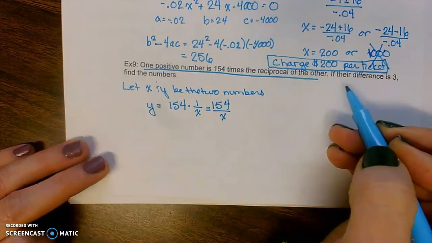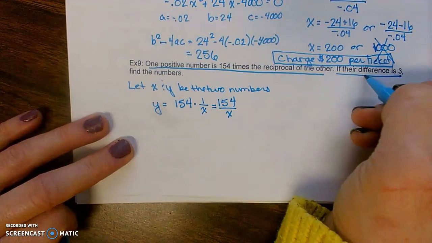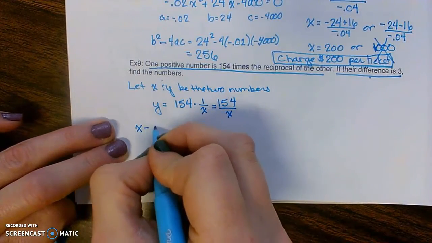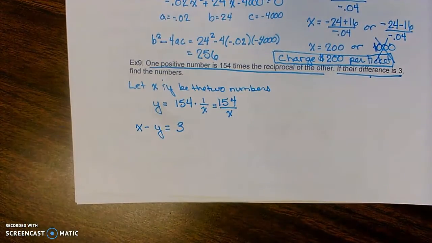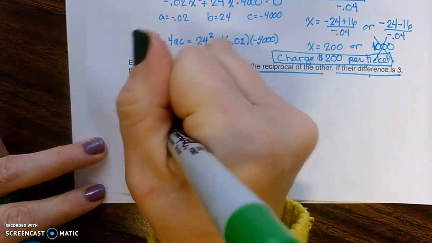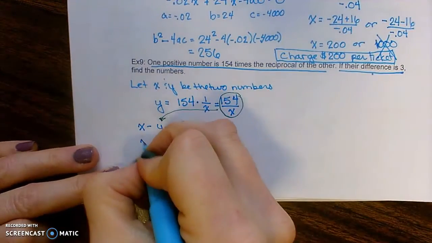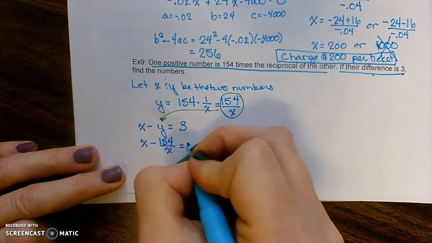All right, the other piece of information is that their difference is 3. The difference means that you're subtracting the two numbers. So x minus y is equal to 3. And what I'll do is replace y with this expression that involves x. So what I have now is x minus 154 over x is equal to 3.